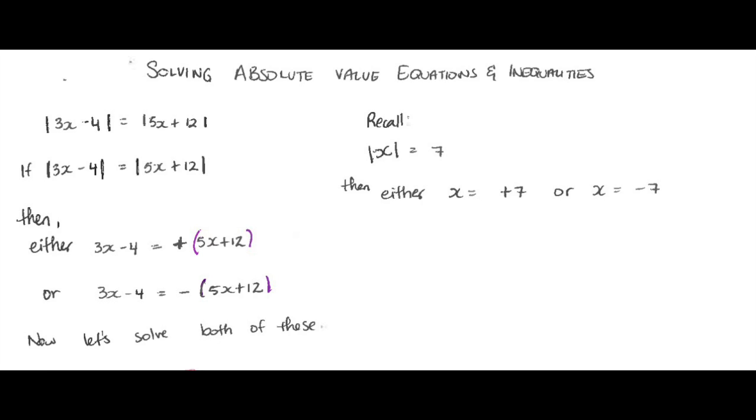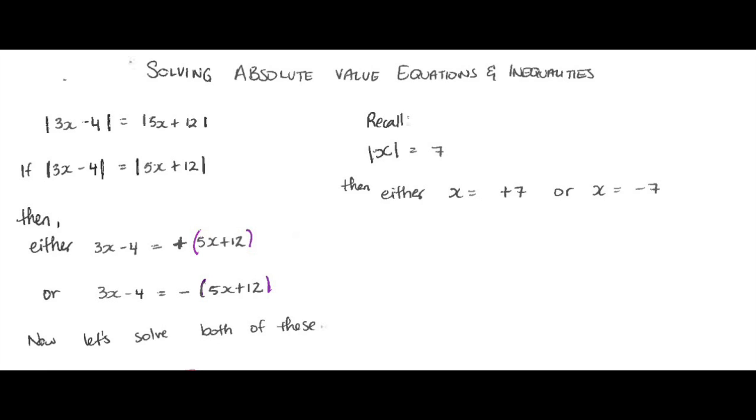So if we have the absolute value of 3x minus 4 is equal to the absolute value of 5x plus 12, then either 3x minus 4, which would be like the x in this case, is equal to a positive 5x plus 12, which would be like the 7 in the example, or 3x minus 4 is equal to a negative 5x plus 12.